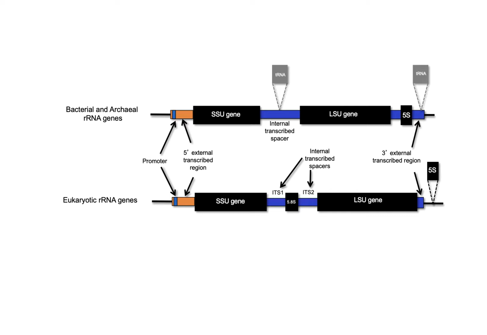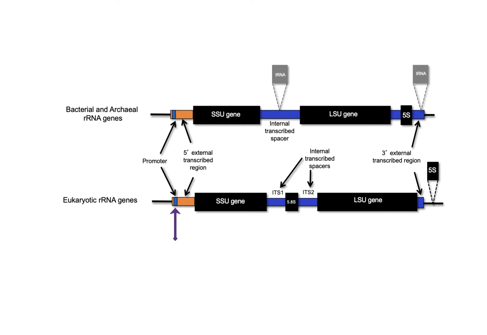So the Svedberg units relate to density in a cesium chloride gradient, and that's related to the length or size of that particular RNA eventually. And then at the end, there's a 5S gene often, which also becomes incorporated into the large subunit of the ribosome. Eukaryotic rRNA genes are a little longer, so it's also in one transcript.